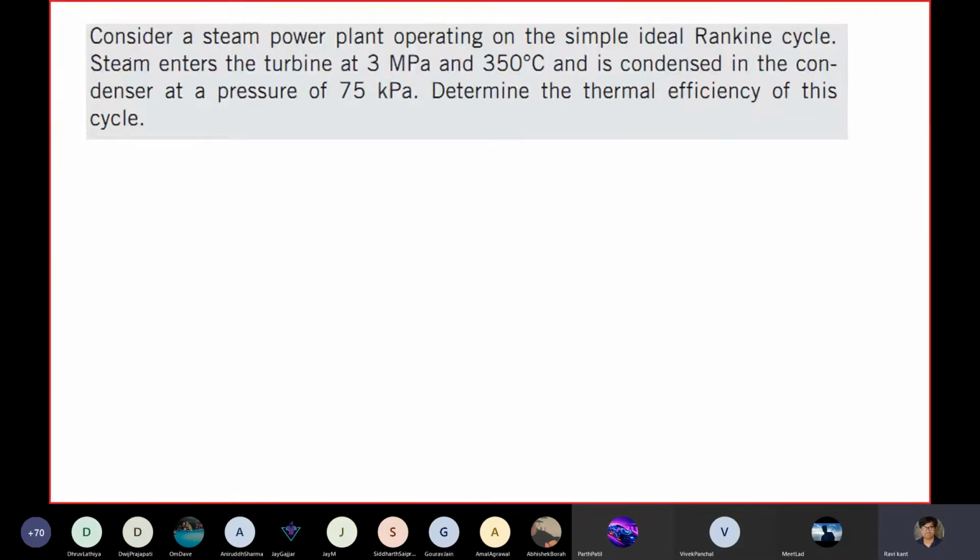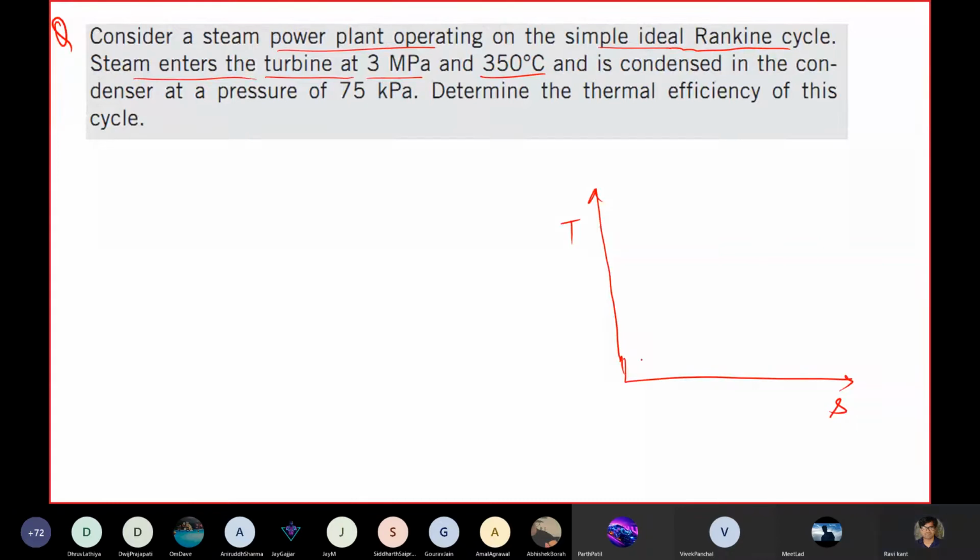Okay, here the question is: consider a steam power plant operating on a simple ideal Rankine cycle. Steam enters the turbine at 3 megapascal and 350 degrees C. It's given over here. So try to take up a piece of paper and pen and do along with me, or parallelly you should also do.